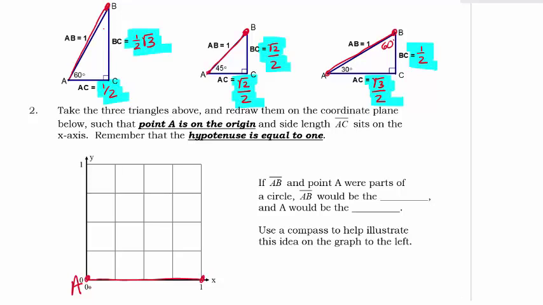All right, so let's go ahead and do this. I'm going to take my first triangle and I'm going to put it onto this coordinate plane. So I need to go left 1/2 up square root of 3 over 2.